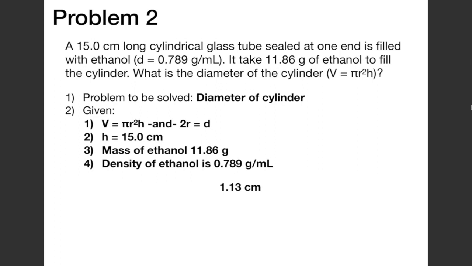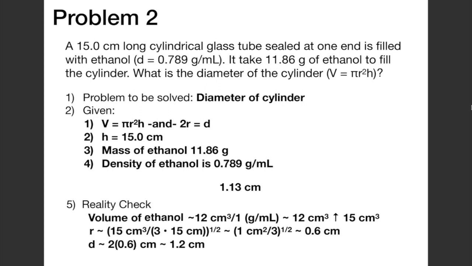We're now going to use approximations to determine if this is a reasonable value. Approximating the density of ethanol as 1 gram per milliliter, and the mass of ethanol used in the problem as 12 grams, we arrive at a volume of ethanol of approximately 12 cubic centimeters, which we're going to round up and approximate as 15 cubic centimeters. We're going to use that 15 cubic centimeters and plug this into the equation to get the radius. We're going to approximate pi as 3, so the radius is approximately equal to the square root of 1 centimeter squared over 3, which is approximately equal to 0.6 centimeters. 2 times 0.6 centimeters is equal to 1.2 centimeters, which is in the ballpark of what we arrived at.